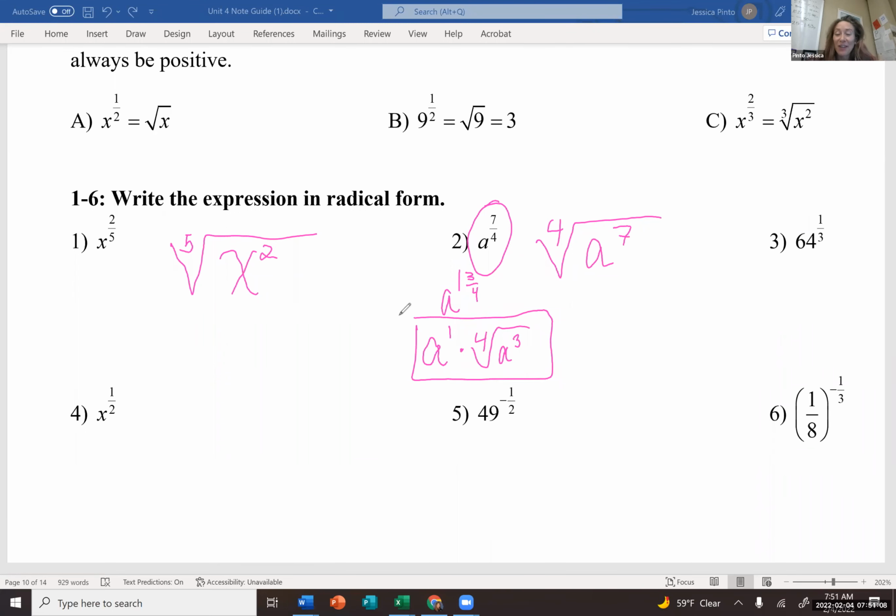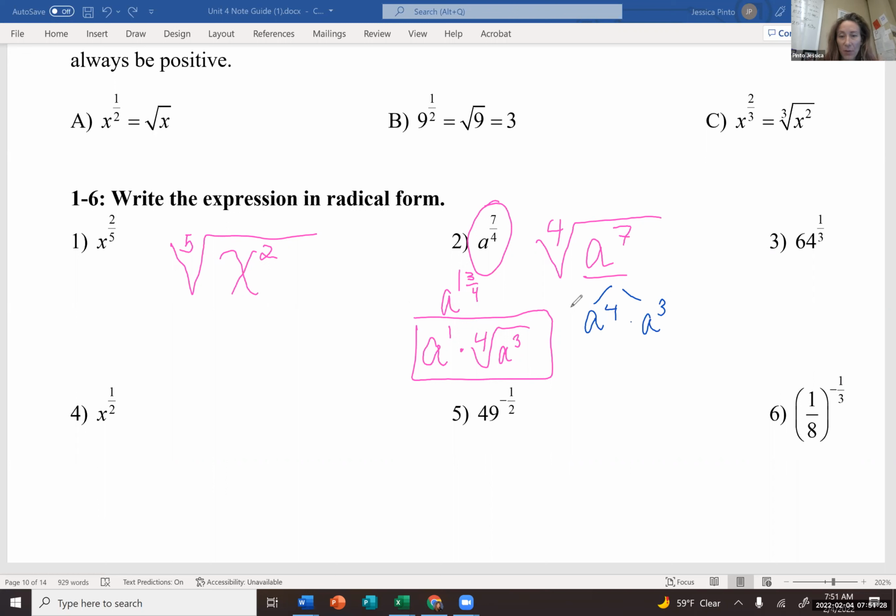Now, if I'm thinking of it by simplifying the inside in the way that we've looked at it in the past, what I'm going to do there is break it down. So I'm going to say, okay, a to the 7th is the same as a to the 4th times a to the 3rd because we add exponents.